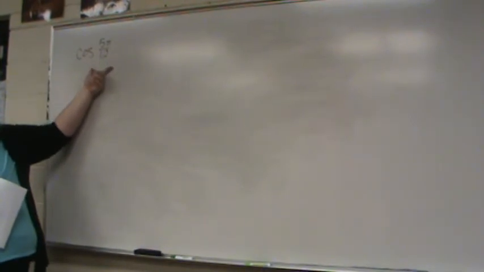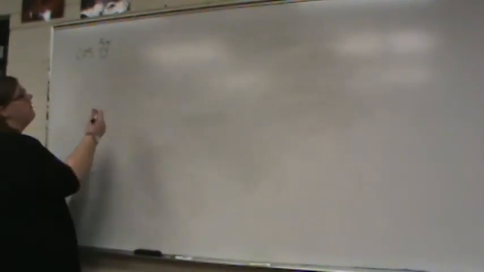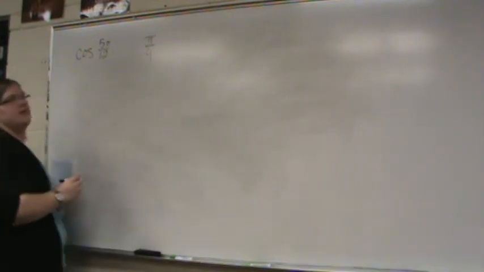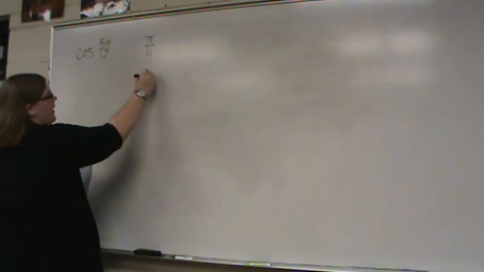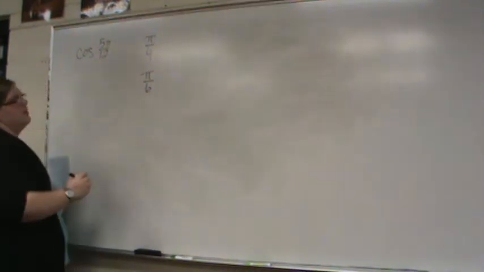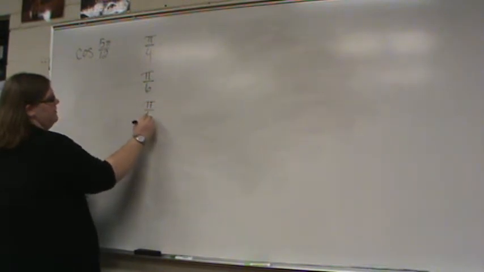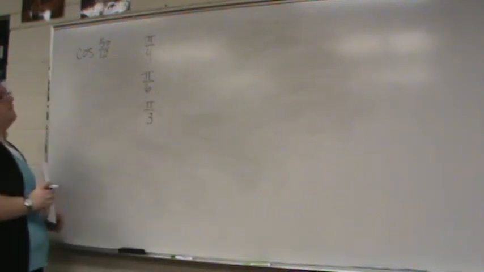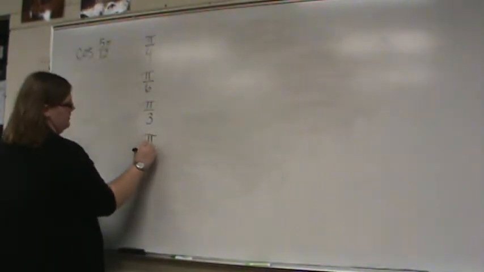So the goal of this is you want to rewrite this 5 pi over 12 in terms of angles that we know how to find the exact values for. So what angles can we find the exact values for? 45. So 45, what's that in radians? Pi over 4. What else can we find the exact value for? Pi over 6, which is our 30. Pi over 3, what's that, our 60? Pi over 2, we also know pi over 2. And then just pi.